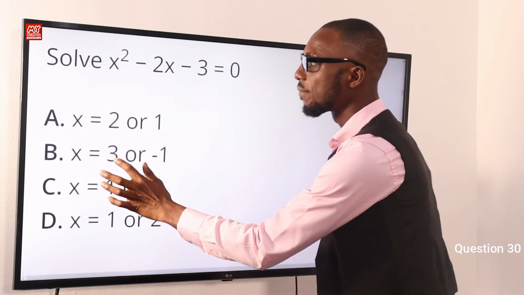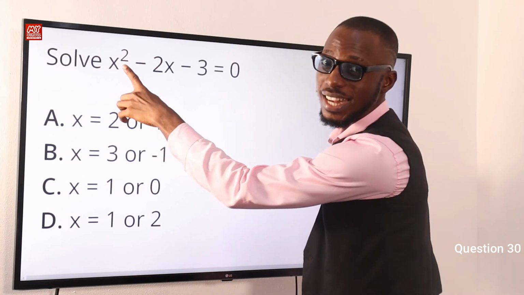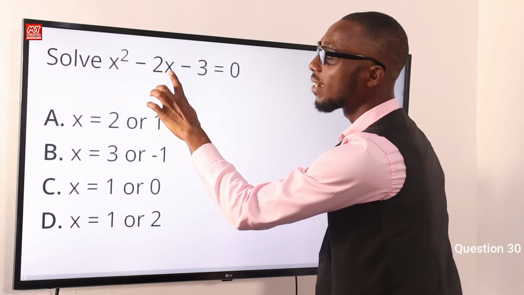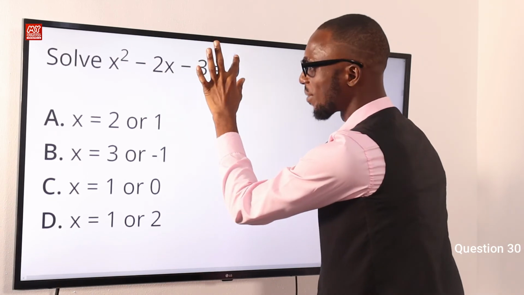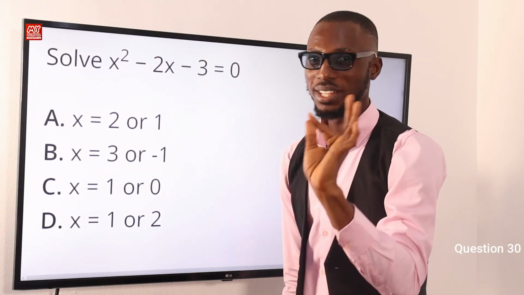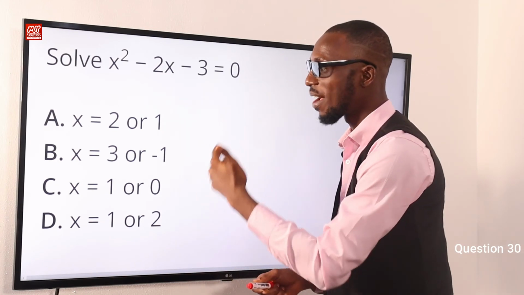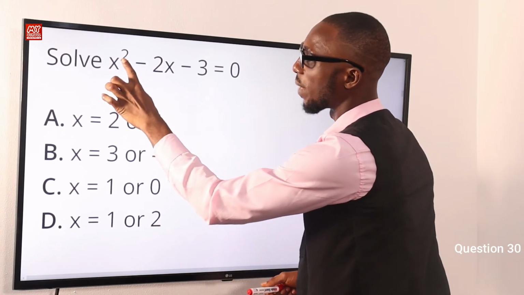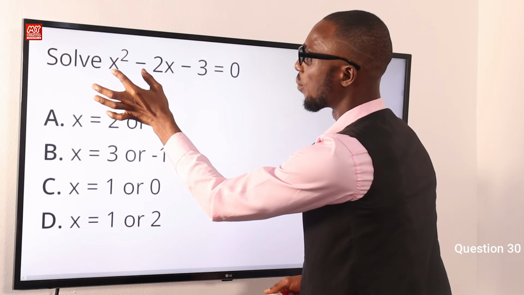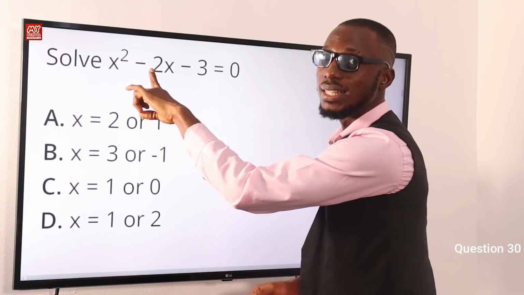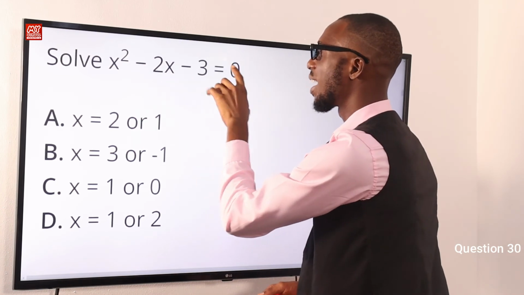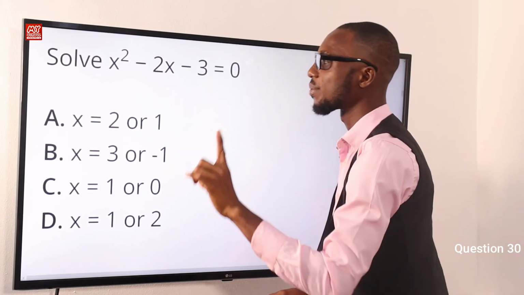So let me pick 3 for instance. 3 raised to power 2, that is 9. 2 times 3, that is 6. So 9 minus 6, that is 3, minus 3, that is 0. That tells you that 3 is a factor. Let's try and pick 1. 1 raised to power 2 is still 1. 1 times 2 is 2. So 1 minus 2 is minus 1. Minus 1 minus 3 doesn't give us 0. So 1 is not a factor.